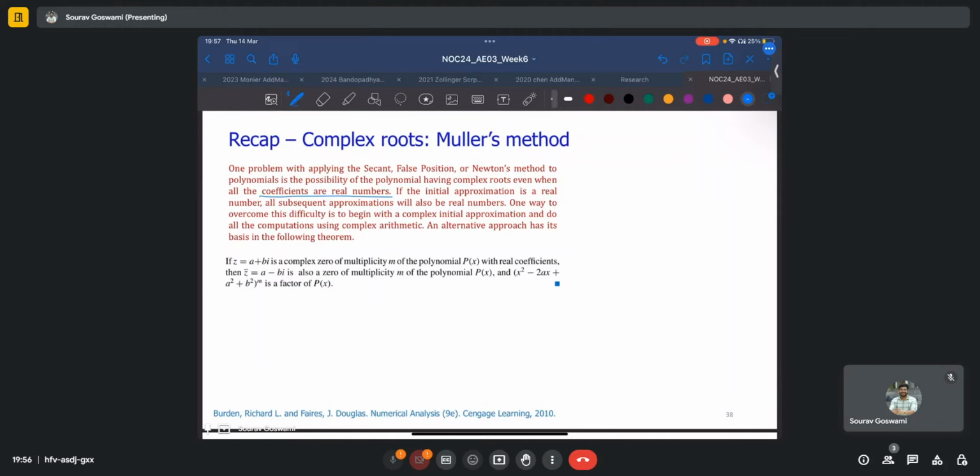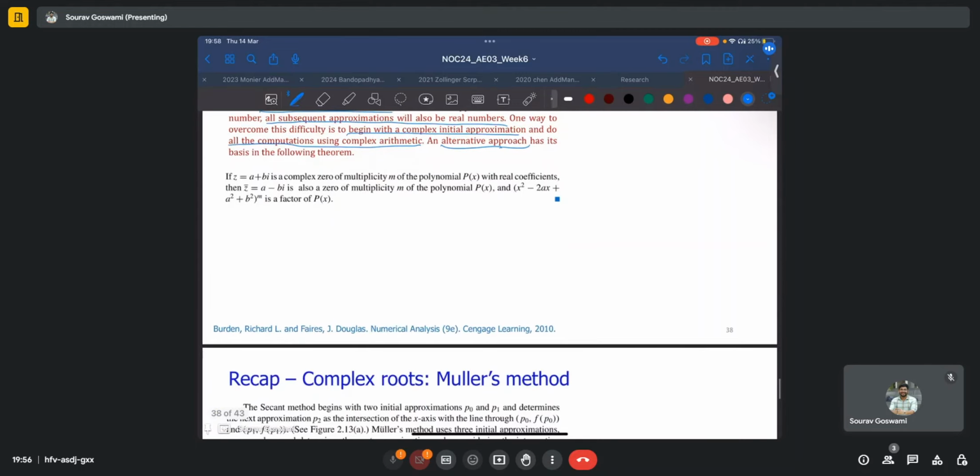So if the initial approximation is a real number, all subsequent approximations will also be real numbers, which is what we have been doing thus far. And one way to overcome this difficulty is actually to begin with a complex initial approximation and do all the computations using complex arithmetic, so maybe a brute force way.